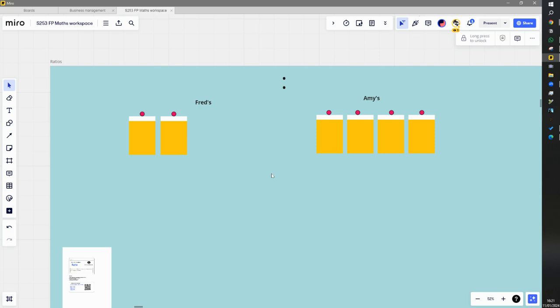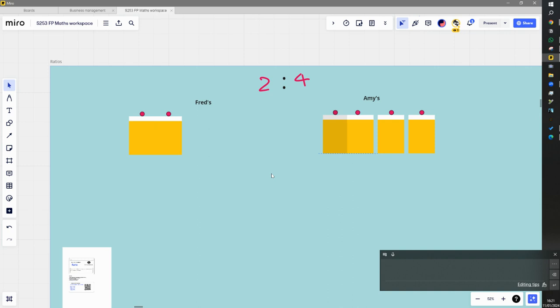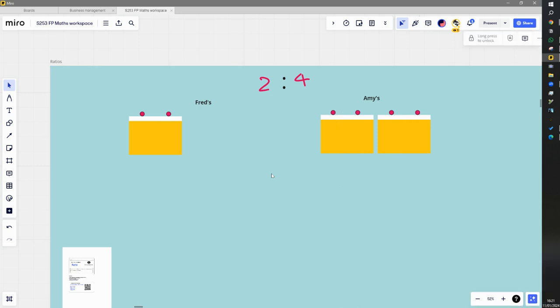So we can see they have a total of 6 pieces. Fred has 2 pieces, Amy has 4. So 2 to 4. Well, this is exactly the same as this previous situation when we had 1 to 2. And as you can see from the ratio, both of these numbers can be divided by 2, and so you can rewrite that like that.